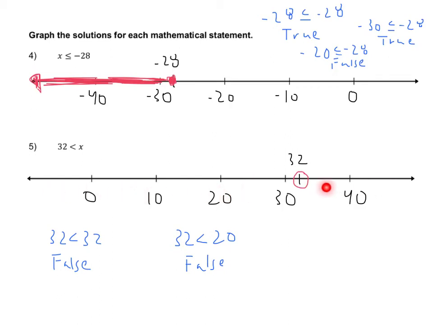Right, well, what about numbers over here? So let's see, how about the number 40? 32 is less than 40. Is that true? Yeah, 32 is less than 40. That's true. Okay, and what that's going to mean is that basically all of these numbers over here are solutions. Everything in this region here is a solution.